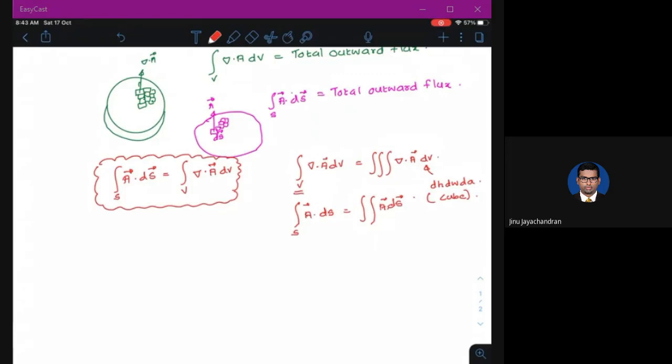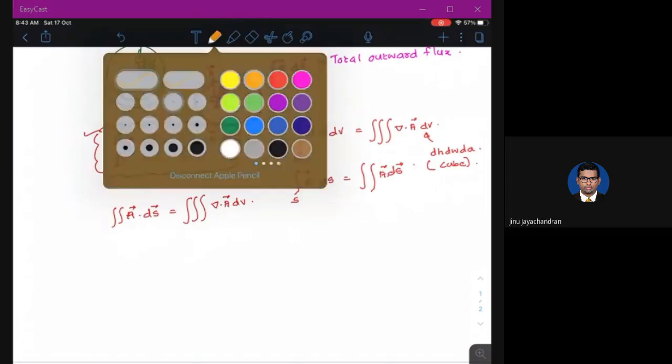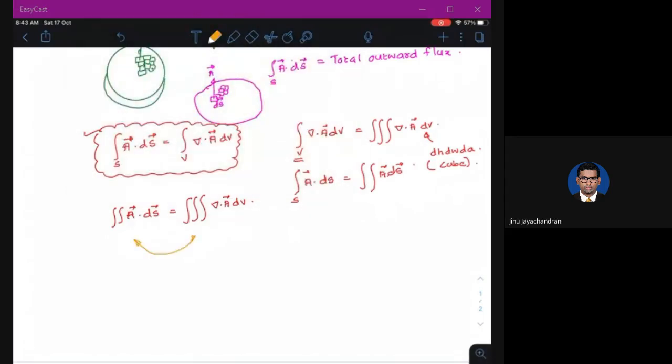But our main focus is that the relation here is the double integral of A dot dS is equal to the triple integral of del dot A dV, which means there is a relation between a double integral and a triple integral. Okay, this relates a double integral and a triple integral.